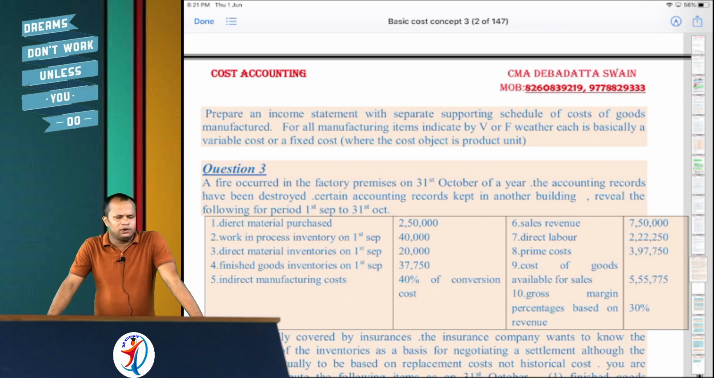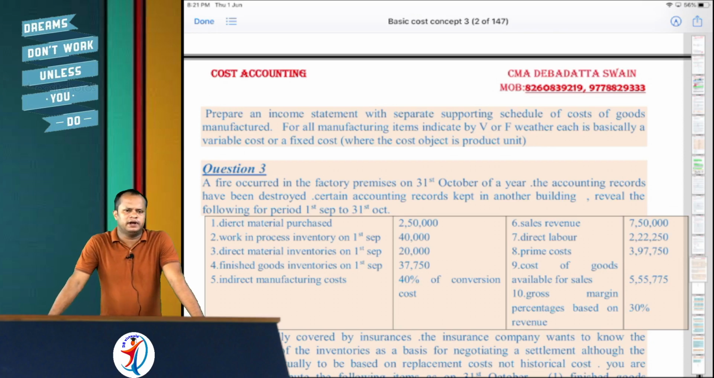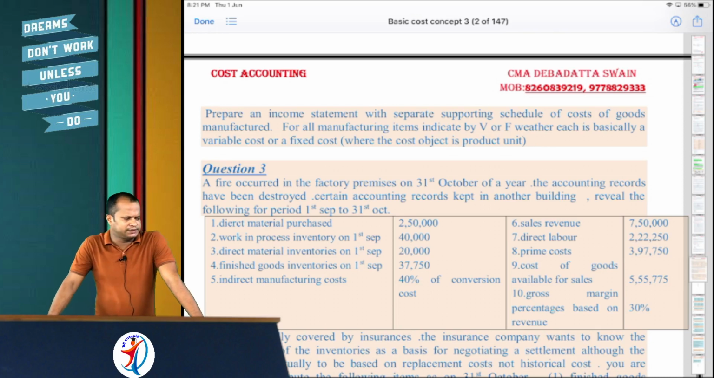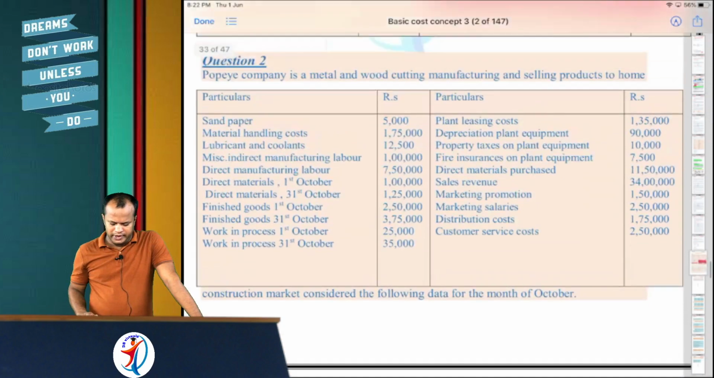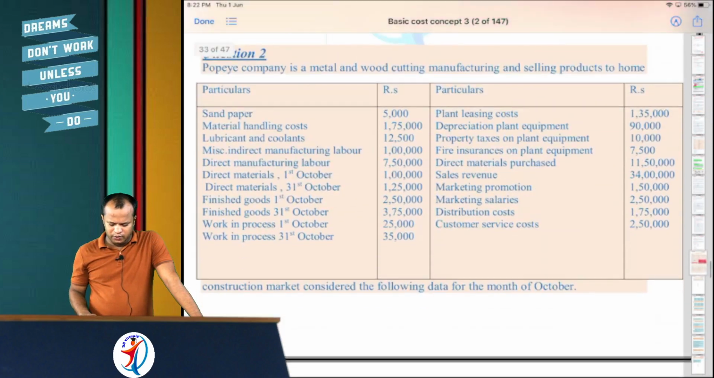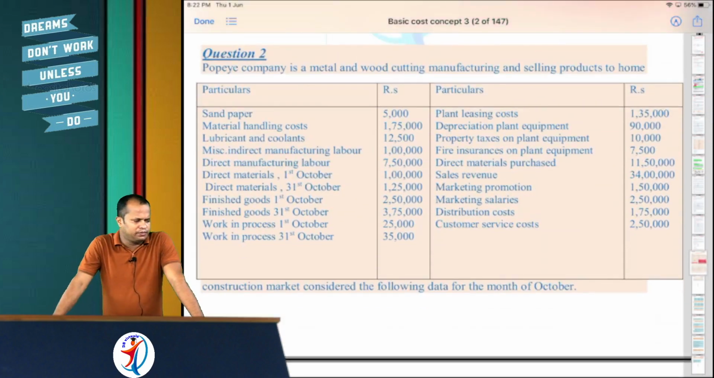Cost of goods sold added with selling and distribution overhead, the result is called cost of sales. Cost of sales plus profit and markup, the result is sales. So very quickly prepare the income statement from question number 2.